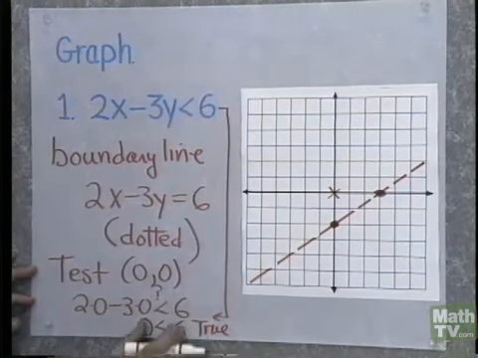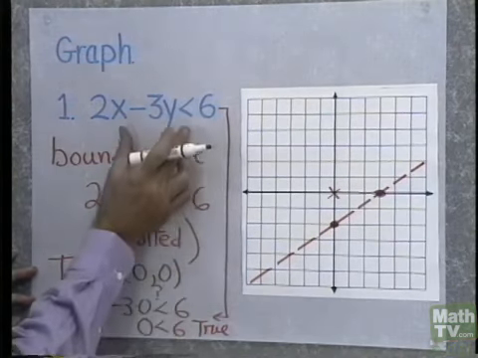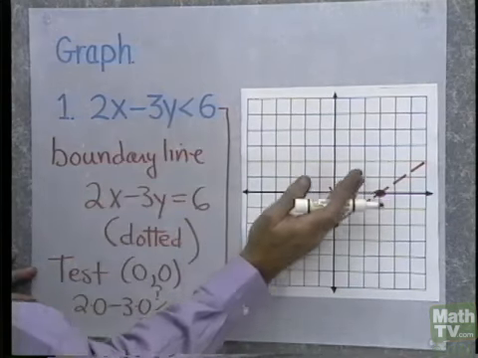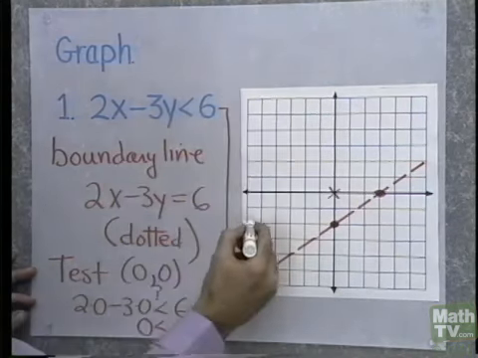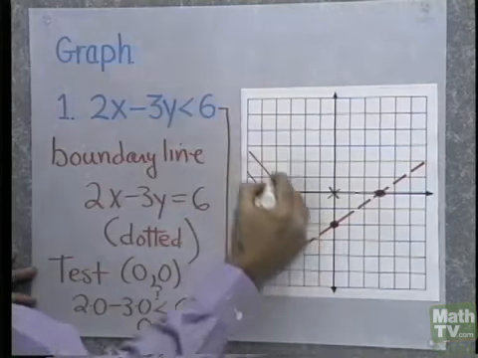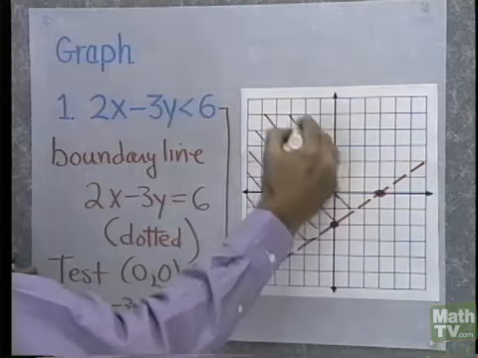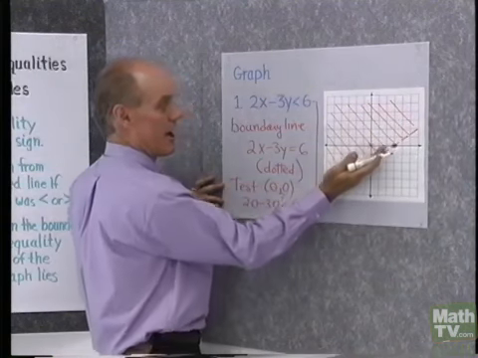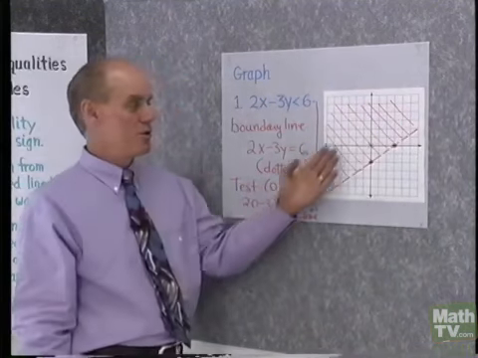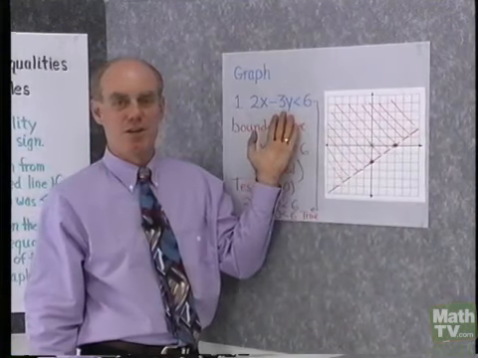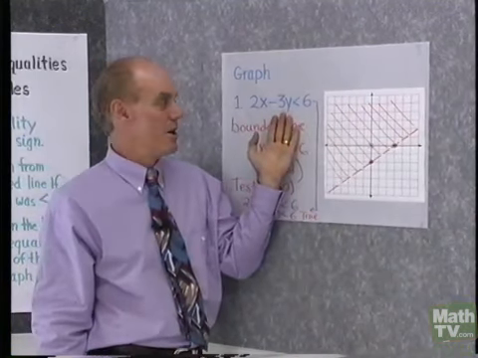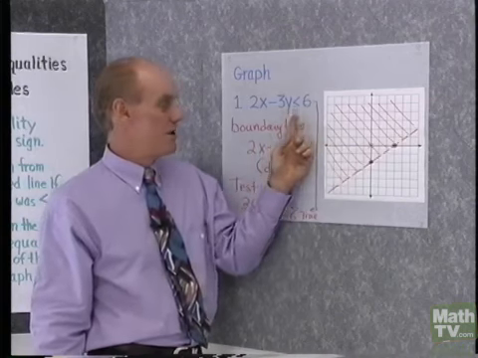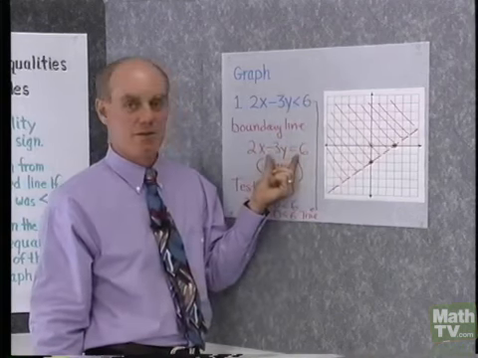A true statement means that this point 0, 0 satisfies this inequality, or is a solution to this inequality. That point lies above the boundary line, so all the solutions also lie above the boundary line. So this region, from this dotted line on up, is the solution set for this linear inequality in two variables. So once again, the way I find it is by replacing the inequality symbol with an equal sign. That's the equation of the boundary.